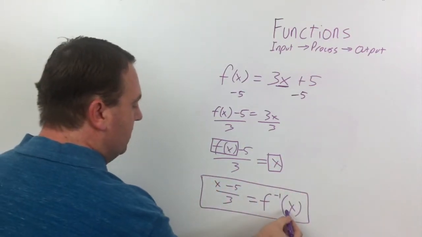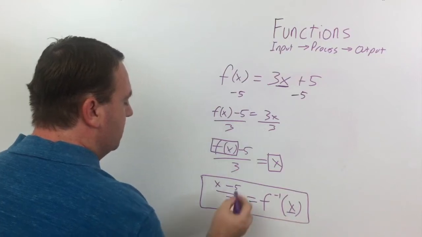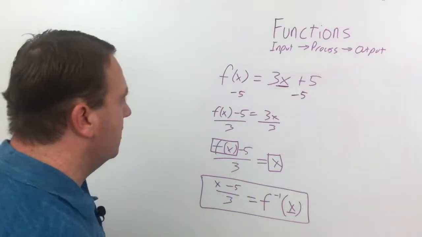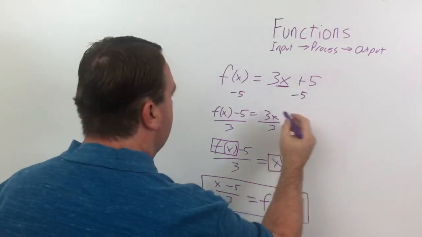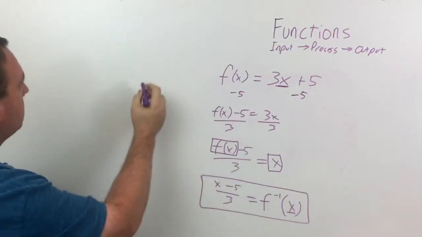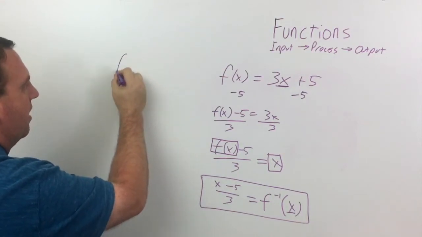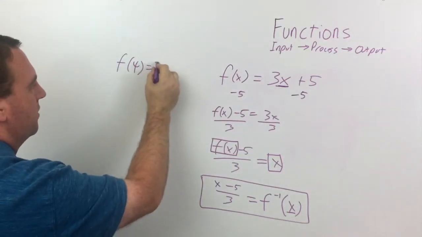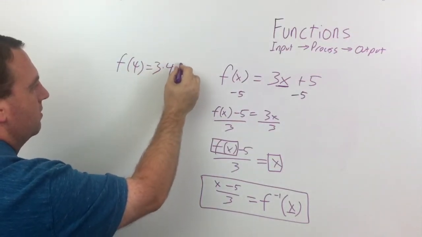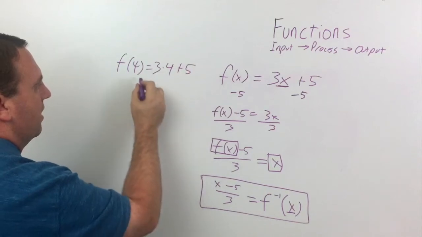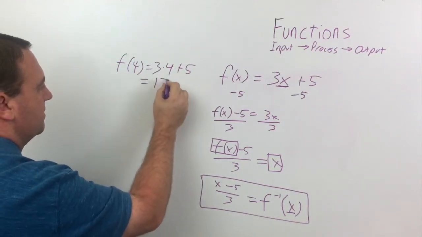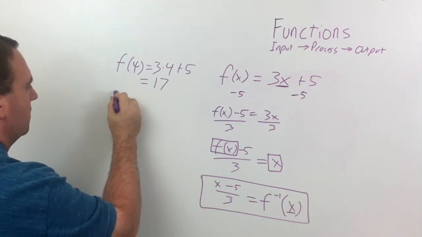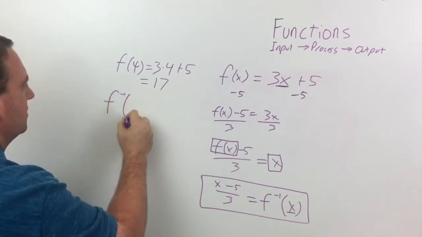So if we're given this as an input, this is the processing to yield the output. Let's show that. If we have f of 4, well, that's 3 times 4 plus 5, and that's going to equal 17. Now let's run 17 through our inverse process.